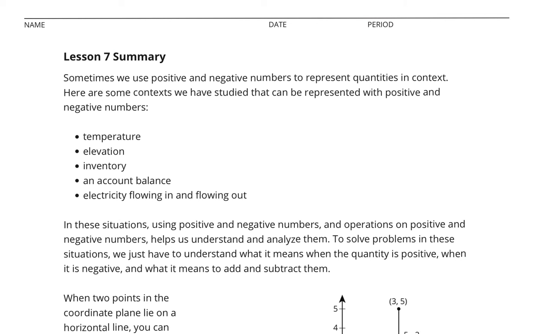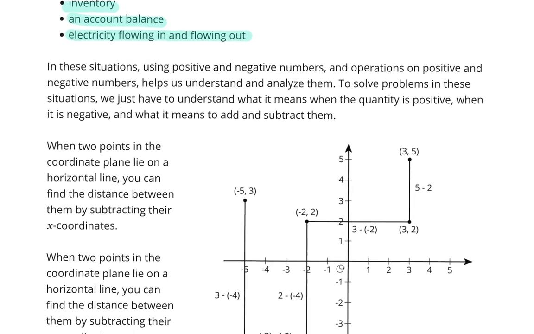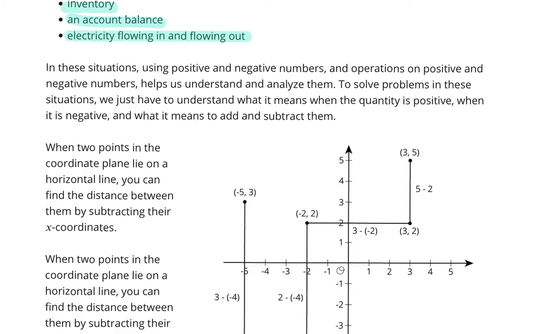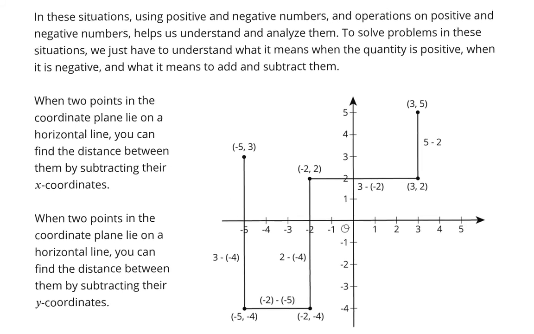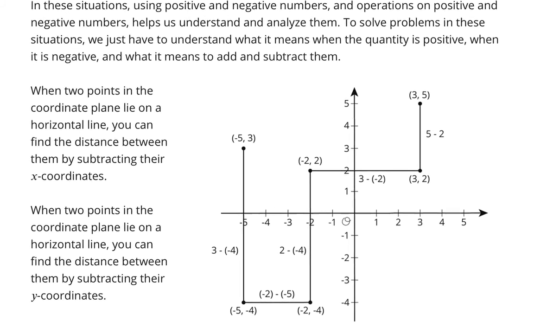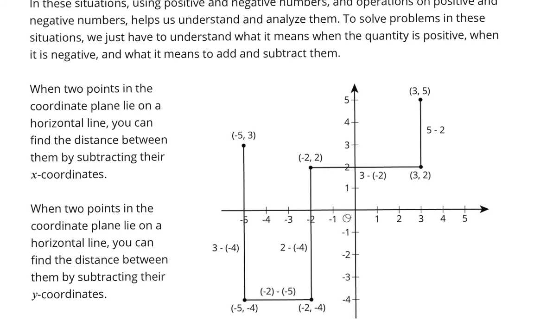And as we read through our lesson summary here, lesson 7 summary, sometimes we use positive and negative numbers to represent quantities in context. Some contexts we've studied include temperature, elevation, inventory, and account balance. Electricity flowing in and out, that was that solar panel, the one we kind of skipped. In these situations, using positive and negative numbers and operations on positives and negatives help us understand and analyze them. To solve problems in these situations, we have to understand what it means when the quantity is positive, when it's negative, what it means to add and subtract them.